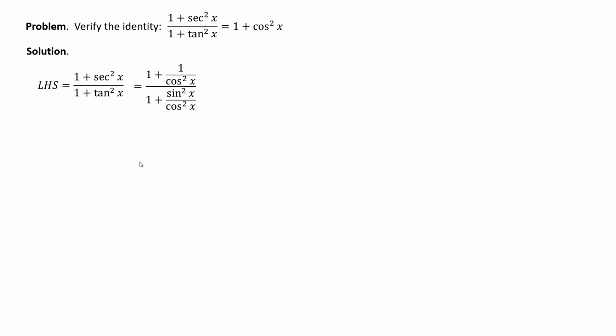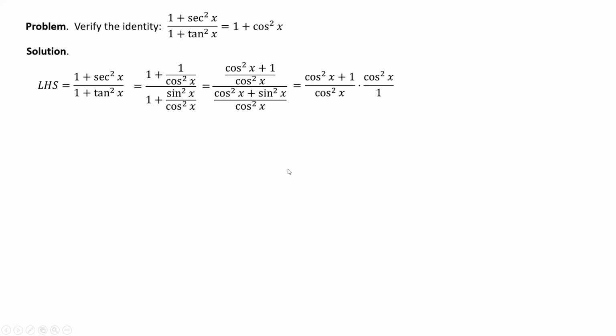Converted everything to sines and cosines. That's another way. So this becomes cosine square x plus 1 over cosine square x on the top, cosine square x plus sine square x in the bottom, and cosine square x's will cancel. This is equal to 1, and that's equal to cosine square x plus 1. Okay, that's fairly straightforward. Take a look at that.